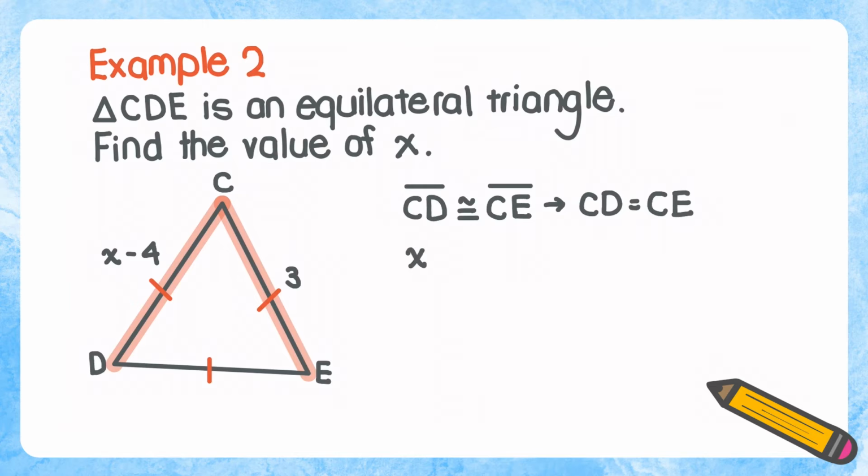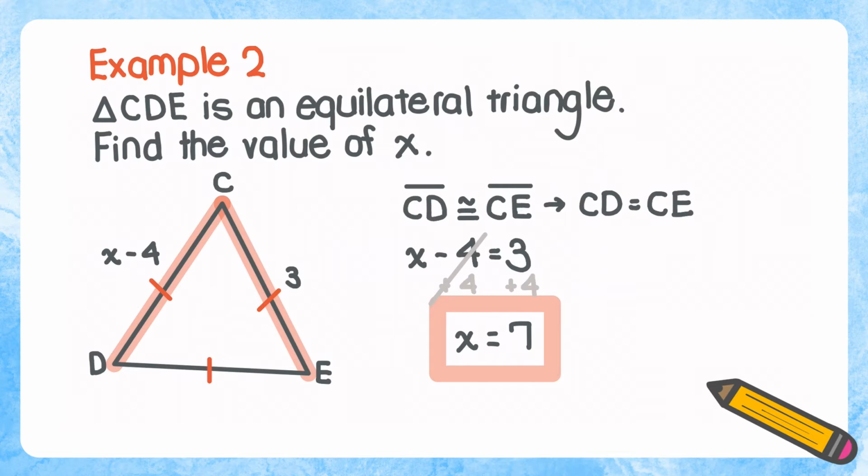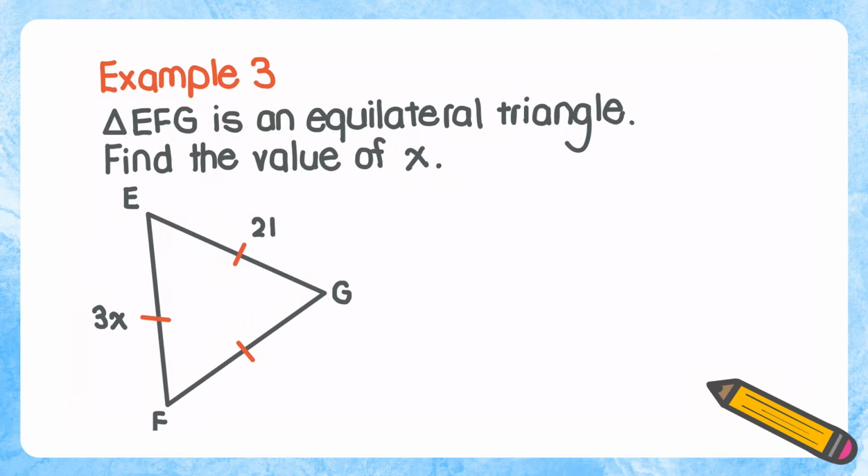The side length of side CD is x minus 4, and the side length of side CE is 3. From here, we're going to solve for x by removing the minus 4. To do that, we're going to do the inverse operation and add 4 on both sides. This cancels out, and we're left with x equals 7. Let's look at one more example for this section.